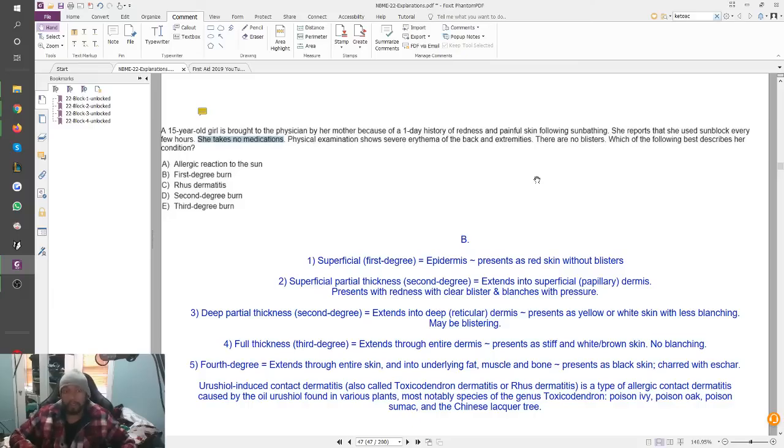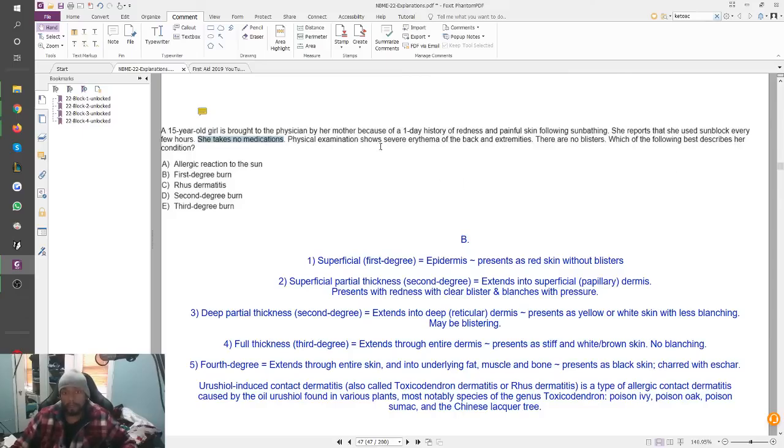They had a question on this in another NBME where they mentioned a girl was taking some antibiotics, and when she went sunbathing or something, she ended up having photosensitivity. Right? But this one, they tell you she's not taking any medications. Physical exam shows severe erythema of the back and extremities, no blisters. Which of the following best describes, right? This is a dermatology question.